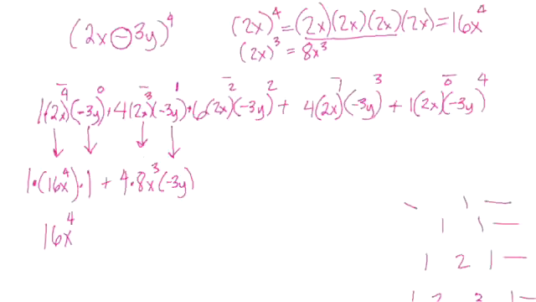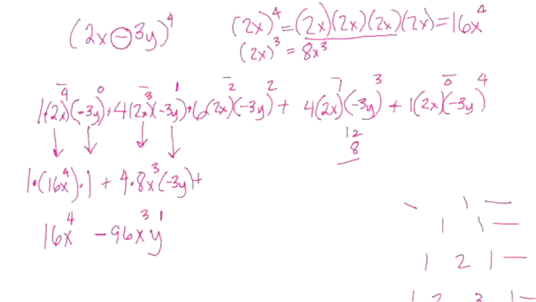4 times 8 is 32. 32 times negative 3, I think, is 108, but it's negative 108. I need you to check me on that. What is 12 times... No, 12 times 8 is 96, not 108, 96. So this is going to be negative 96 x to the 3rd y to the 1. Do you see how the powers are still adding up to 4? That's what's really cool to me.